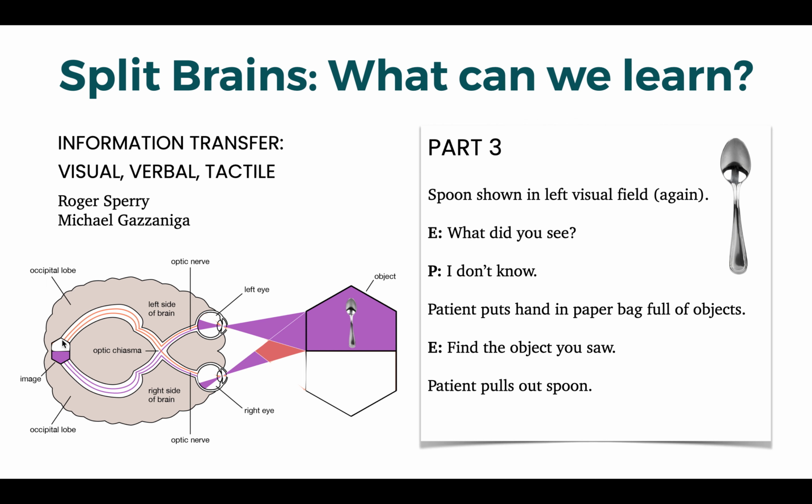So the patient is immediately able to say, hey, I saw a spoon. Well, they're not able to say that they saw the spoon, but the tactile information is able to let them label what it is that they saw, and they can therefore pull the spoon out.